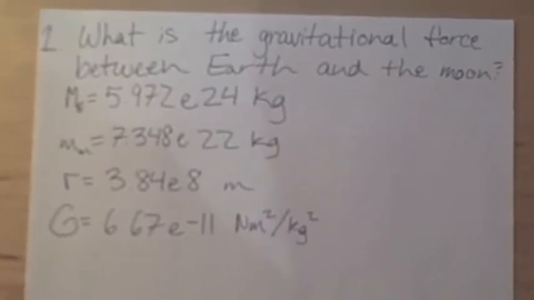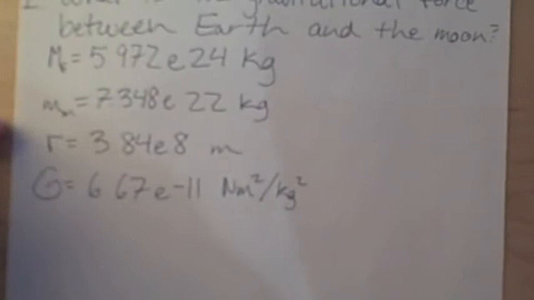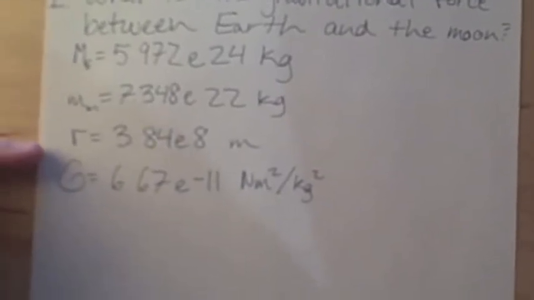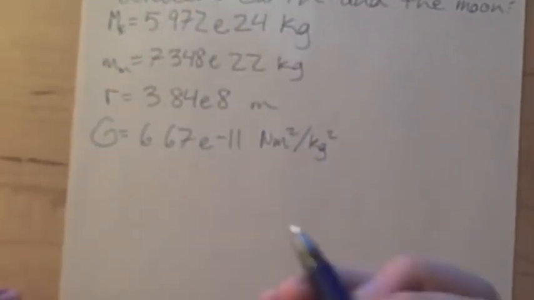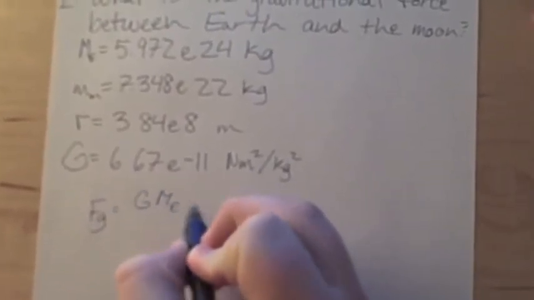First, we are going to determine the gravitational force between the Earth and the Moon. I've already found our constants and the things we need to Google, like the mass of the Earth, the mass of the Moon, the distance between the Earth and the Moon at their centers, and of course our gravitational constant, big G.